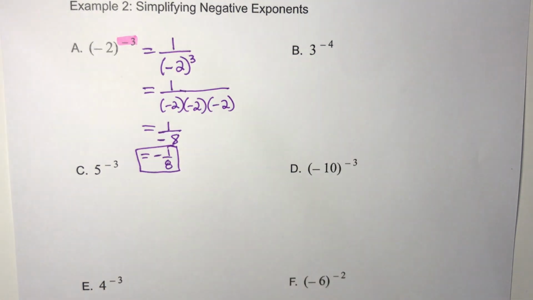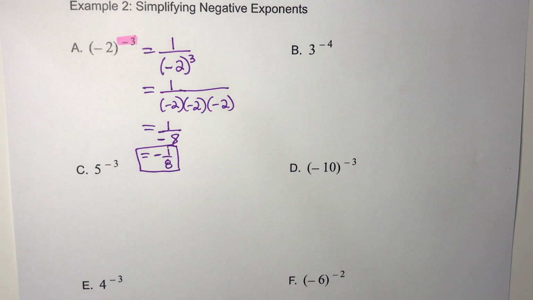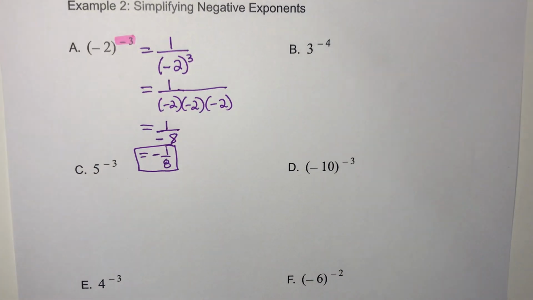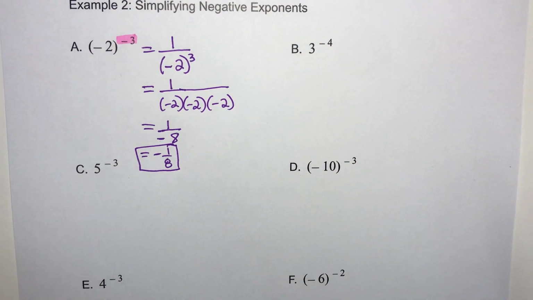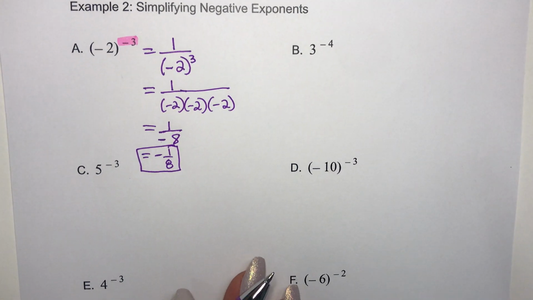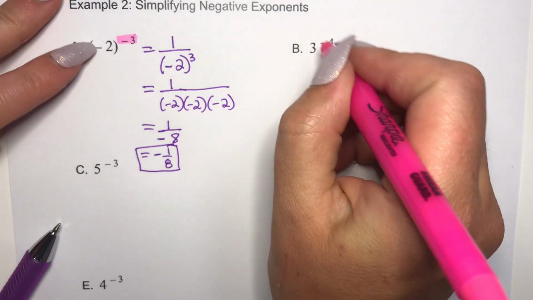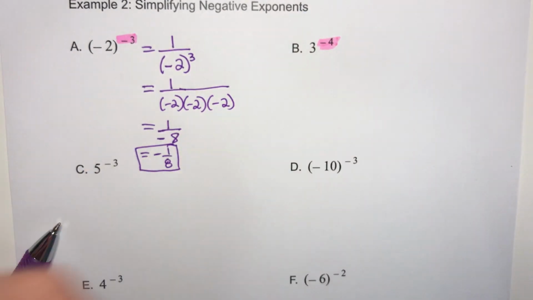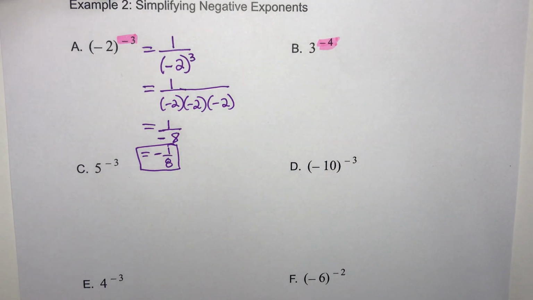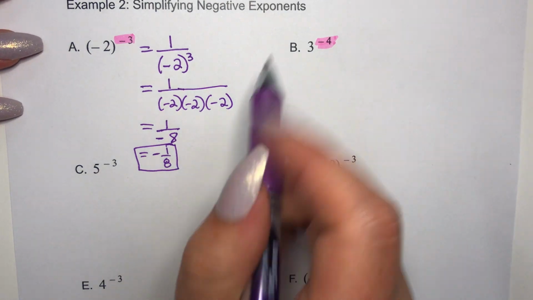All right. Let's look at the next one. So we have another negative number. You see that negative right there in the exponent. It's a negative exponent. No problem. We can get rid of that negative exponent just by flipping it.